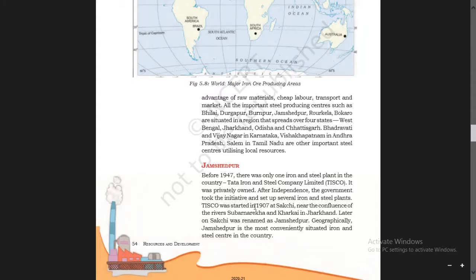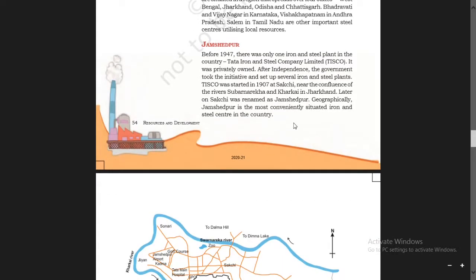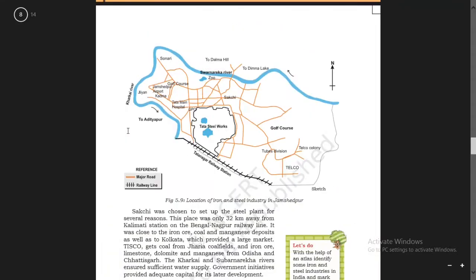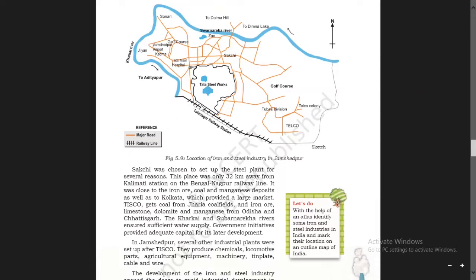TISCO was started in 1907 at Sakchi near the confluence of the rivers Suvarnarekha and Kharkai in Jharkhand. Later on, Sakchi was renamed as Jamshedpur. Geographically, Jamshedpur is the most conveniently situated iron and steel center in the country. You boys mark the last sentence. Geographically, this Jamshedpur is the most conveniently situated. It is very suitable for iron and steel center in the country. Here, on the next page in the map, the location of the iron and steel industry in Jamshedpur is also mentioned.